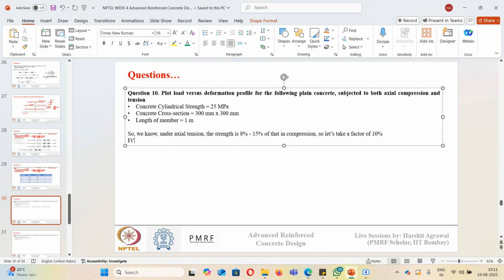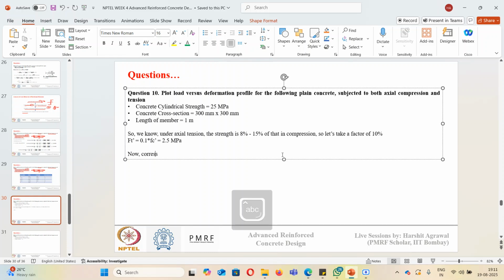So the tensile strength will be nothing but 0.1 times fc'. fc' we know, which is 25 MPa. So this will come out to be 2.5 MPa. Now the corresponding strain will be nothing but stress upon strain is equal to the modulus of elasticity of concrete. The strain will be stress upon modulus of elasticity.